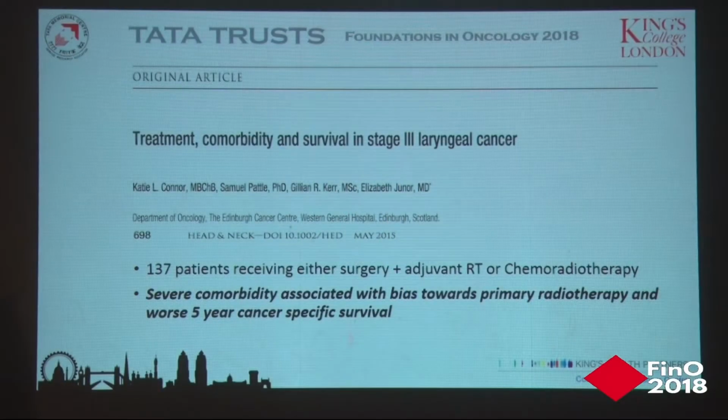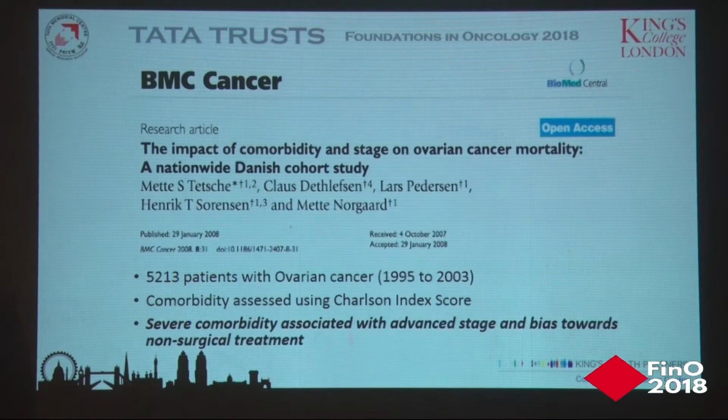So you do have to take that into consideration when you're reading papers on the influence of comorbidities on overall survival. You actually do need to ask the question for that particular tumor type, is it because they were getting suboptimal treatment? That's the reason why the comorbidity was a significant factor in the overall survival. And this is a good paper which looked at patients having a choice of either surgery plus adjuvant radiotherapy or chemoradiotherapy for stage 3 laryngeal cancer, and they found that those with severe comorbidities tended to have radiotherapy, and they had a worse 5-year cancer-specific survival.